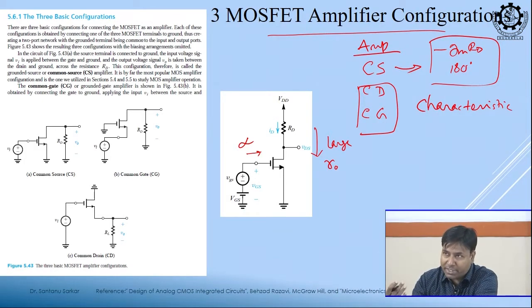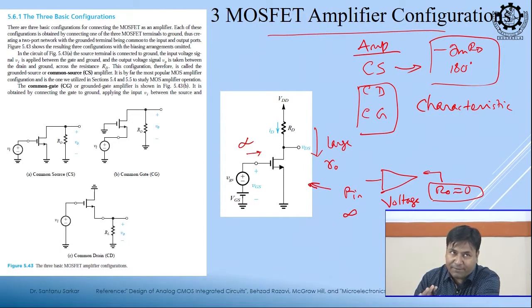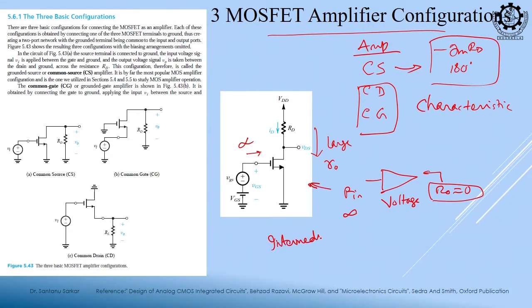Common source you can use as an amplifier, but still the input output relations are not suitable. What is the input impedance and output impedance requirement of a voltage amplifier? Rin should be infinite, Rout should be 0. So, is it matching with common source? Although common source is giving me a gain, is the output impedance matching? No. So, you cannot make this a full amplifier, but it can be used as an intermediate block.